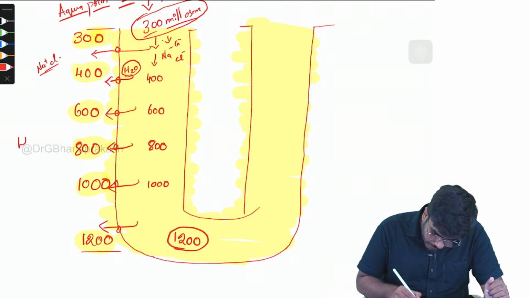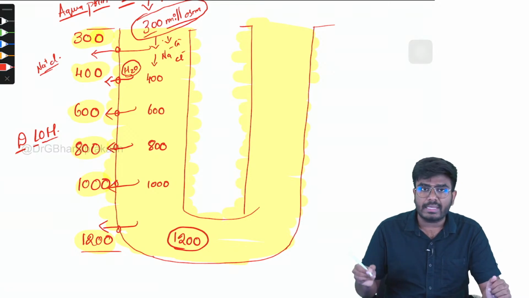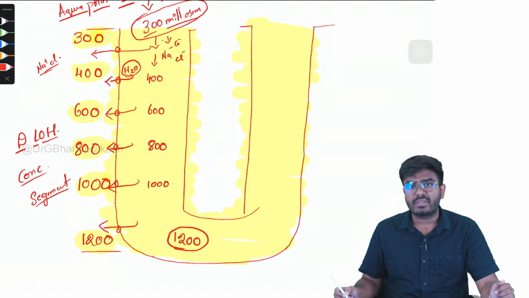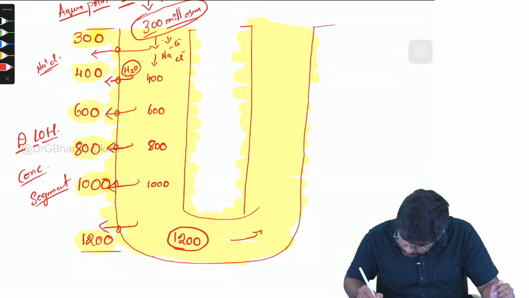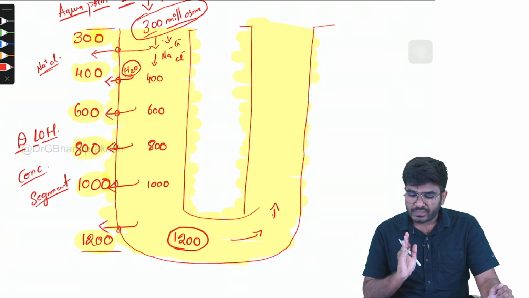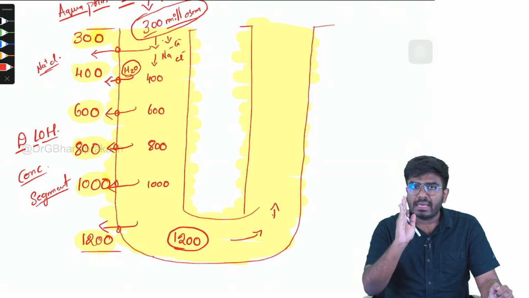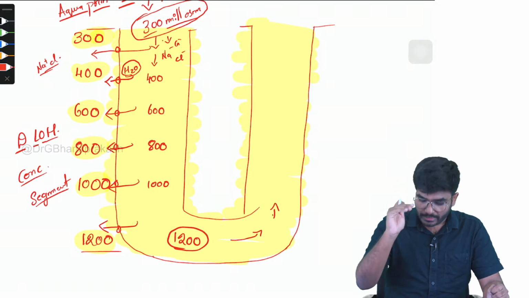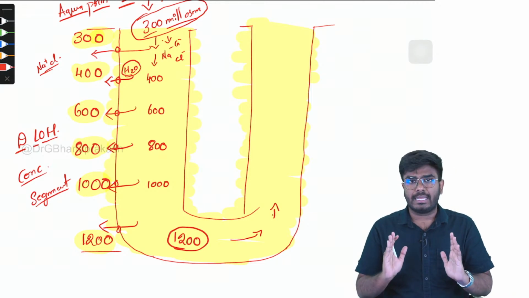Someone is asking about the descending limb of loop of Henle, DLOH. It's a concentrating segment for the urine. Now, what's happening? Urine is going into the ascending limb of loop of Henle. First, urine will go to the thin ascending part. Later, it will go to the thick ascending part. Now I'm just showing you the thick ascending part.